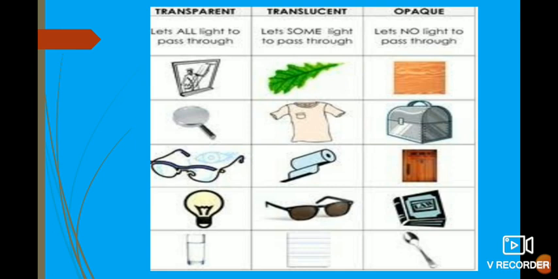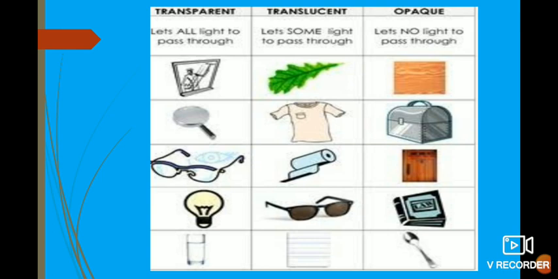So what are transparent objects? Transparent objects are objects that allow all the light to pass through them. That is why we can see clearly through them. Examples are a clear glass, window, a magnifying lens, our glasses, then a bulb, an incandescent bulb and a glass of water. All these are examples of transparent objects.